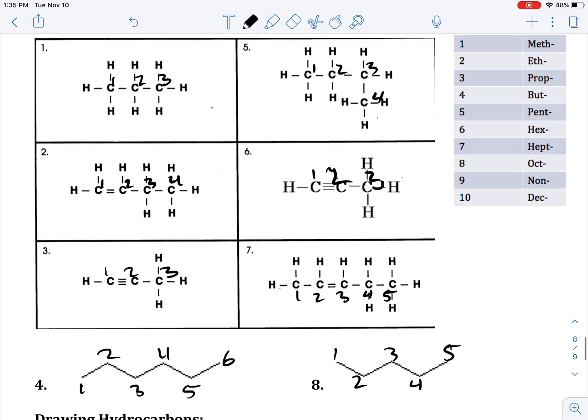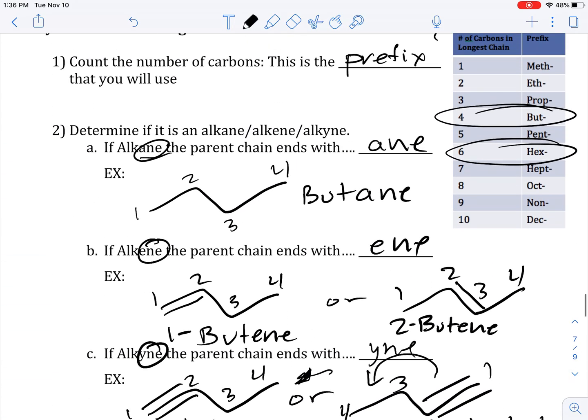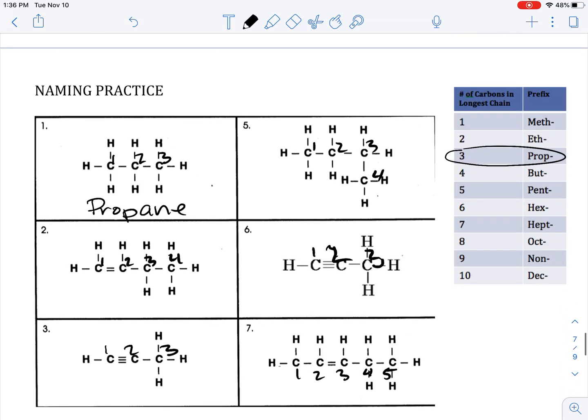Okay. So make sure you get those numbers down. What you do is you count the carbons. So the prefix for 3 is prop. So this is prop. It's all single bonds, so my ending is ANE, and that's based off of this right up here. Alkane, all single bonds, ANE.